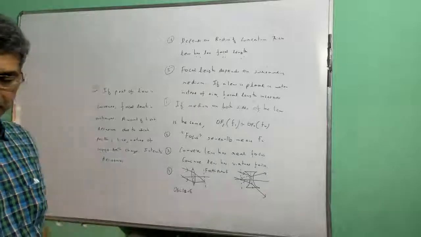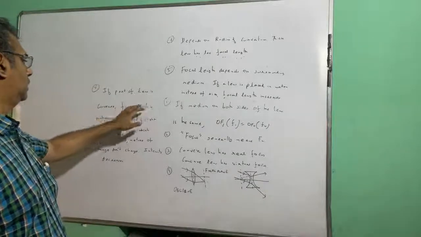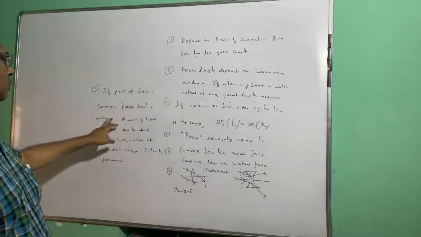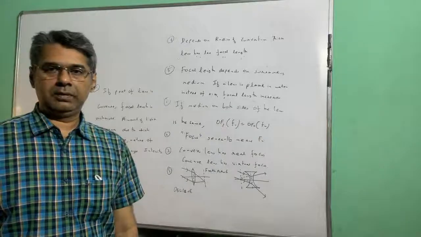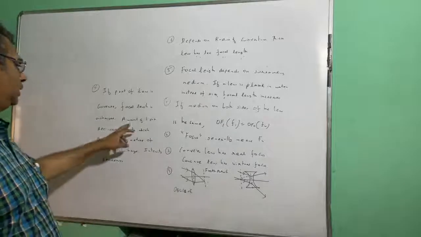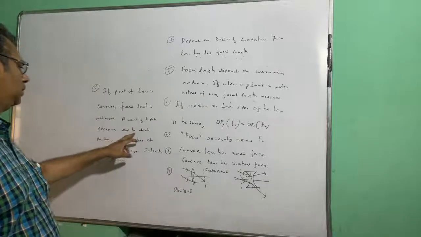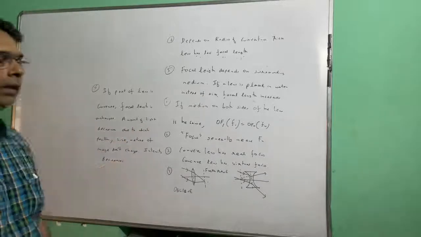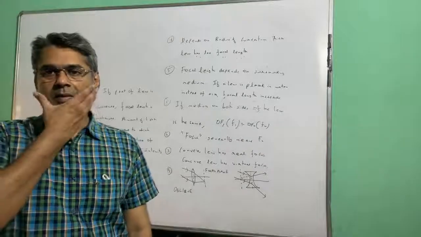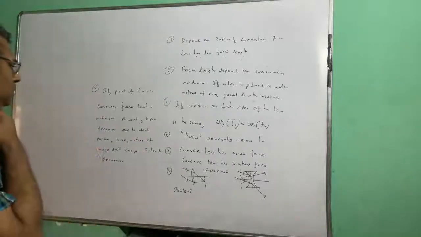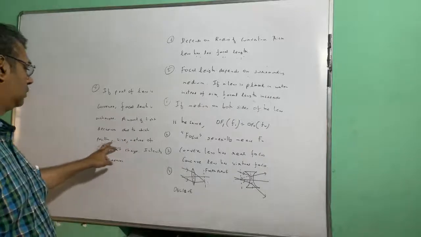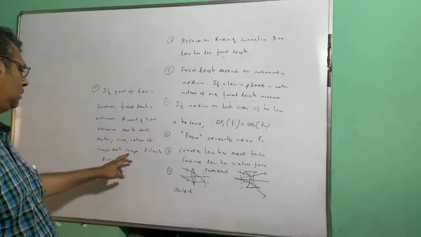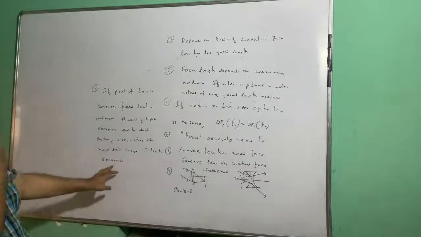Okay, point number 7. If a part of the lens is covered, the focal length is unchanged. So if you cover a part of the lens, the focal length will be unchanged. So the amount of light will decrease. If you cover a part of the lens, then what will happen? The focal length will be unchanged. So the amount of light will decrease, due to which the position, size and nature of the image doesn't change, but the intensity will reduce.